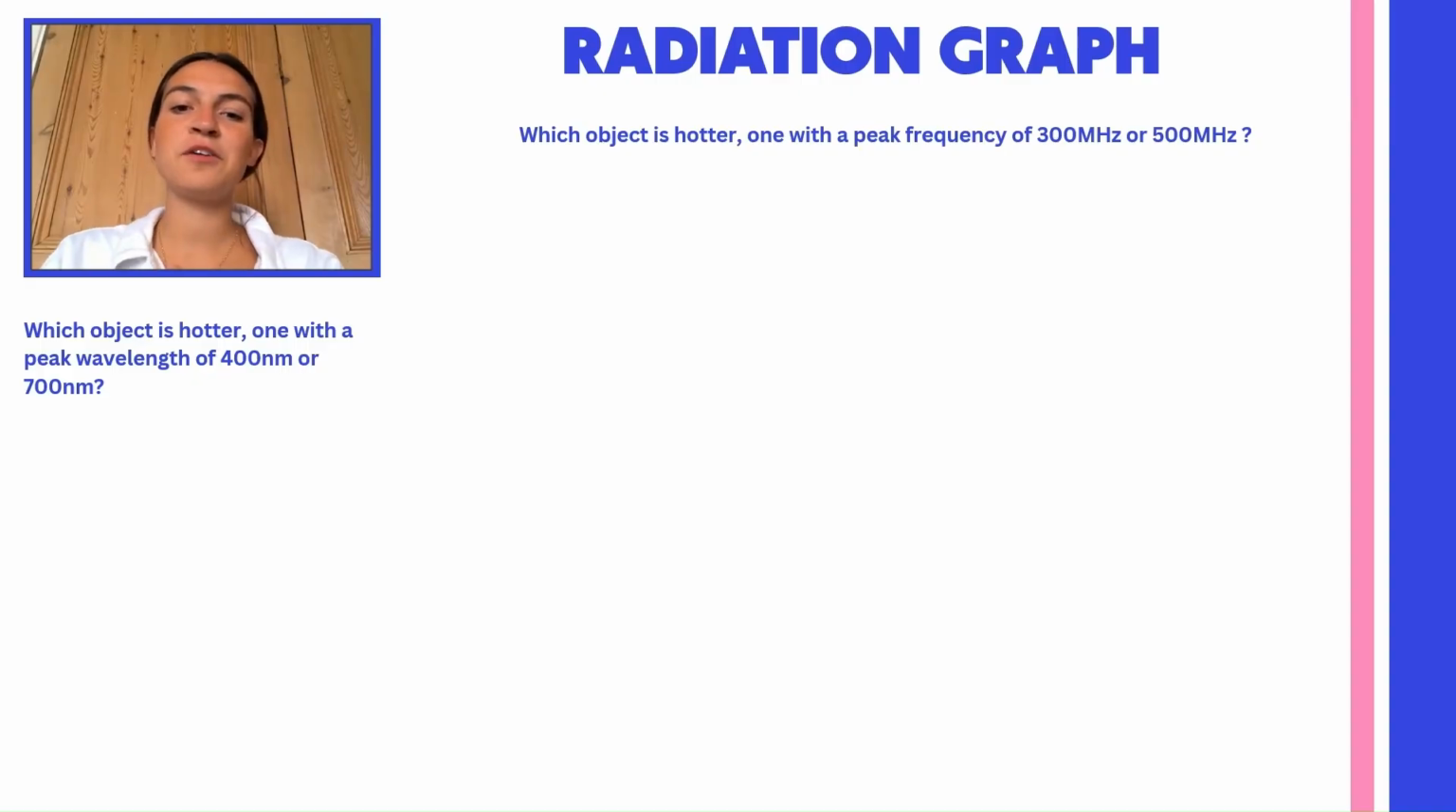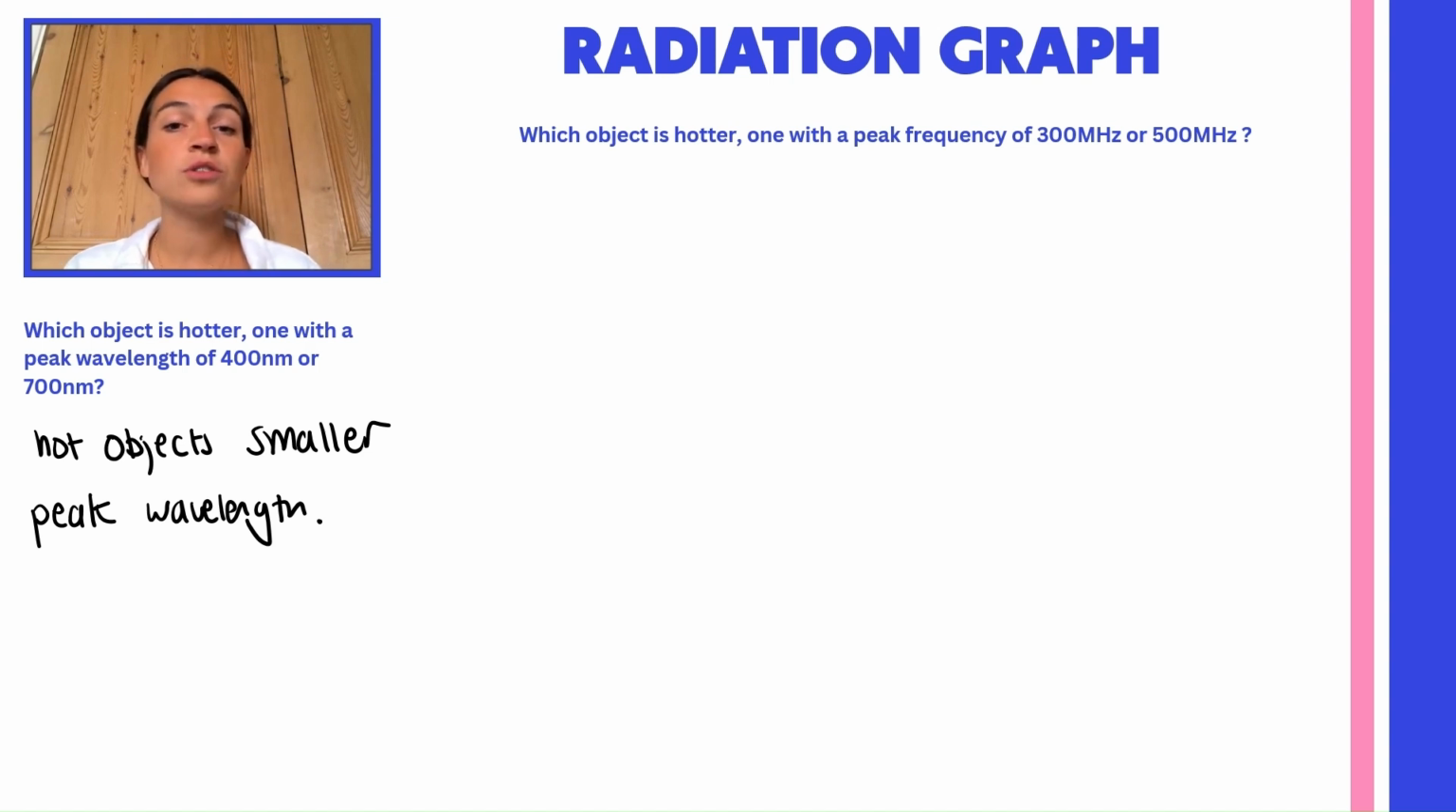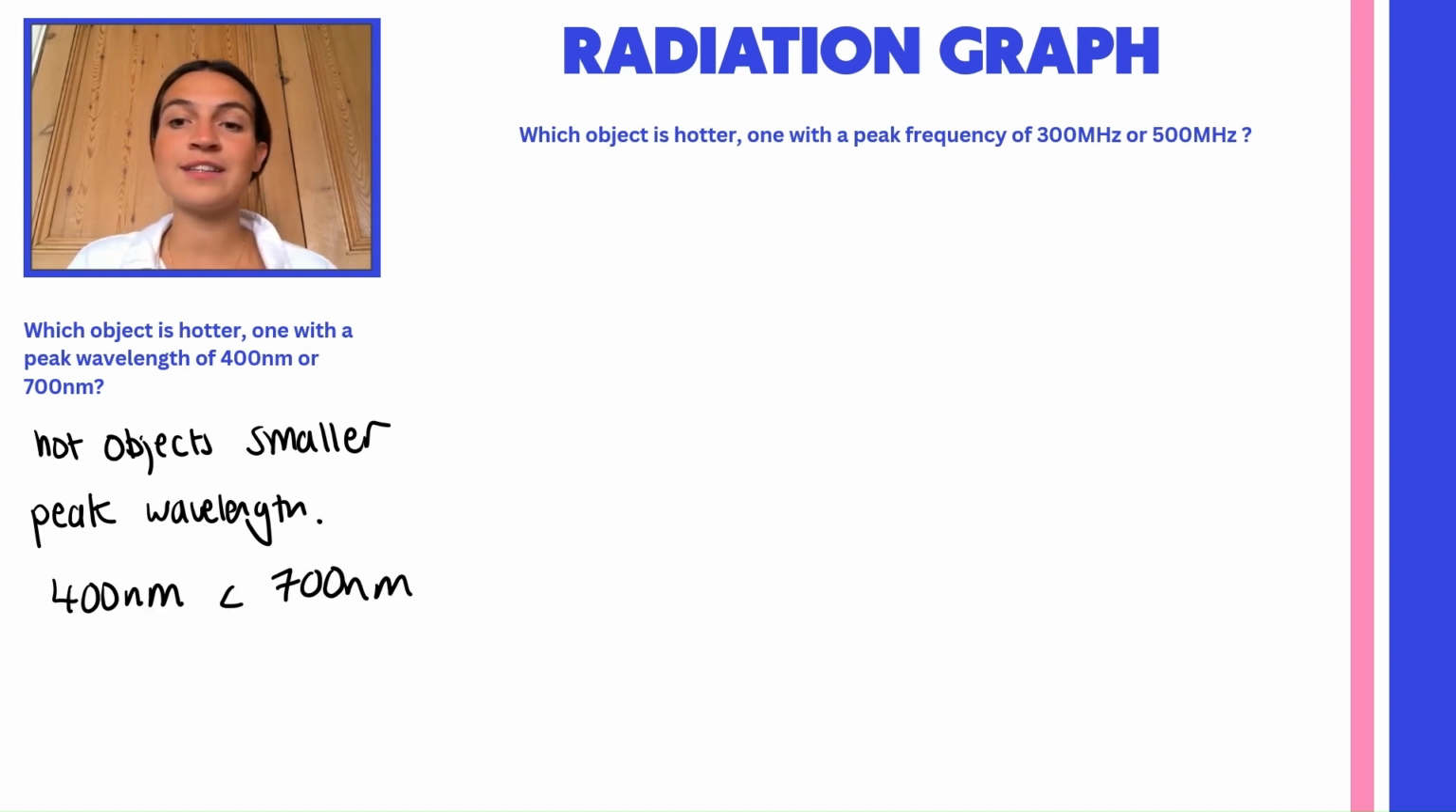Okay, so let's start with these questions that concern our radiation graph. That's the one with intensity on our y-axis and wavelength on our x-axis. So the first question on the left is: which object is hotter, one with a peak wavelength of 400 nanometers or 700 nanometers? In order to answer this question, all we need to know is that hot objects have a shorter or smaller peak wavelength. So this one here with the smaller wavelength, that's 400 nanometers, is going to be my hotter object.